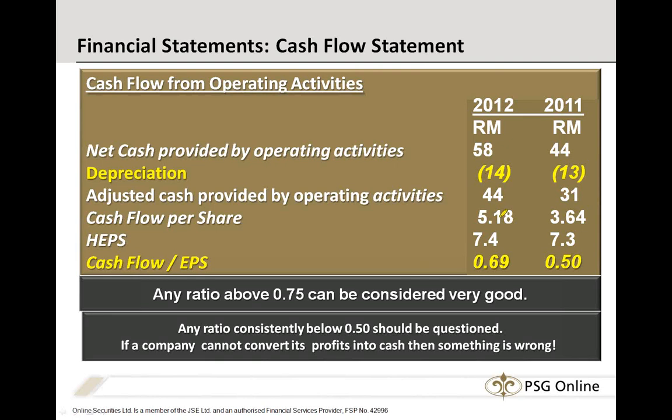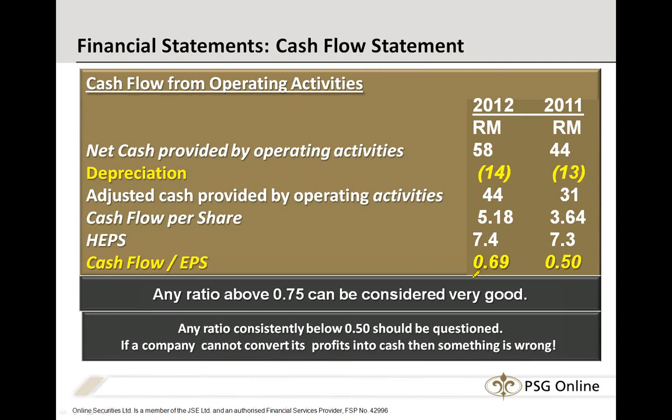Okay, take that number divided by the headline earnings per share or earnings per share value. We got a ratio of 0.69. Now, what's important is to compare one year to the previous period. You can see the previous year we had 0.5, now we got 0.9. Anything above 0.75 is considered very good. In other words, you're looking at converting 75% of your profits into cash. That's what you're looking for.